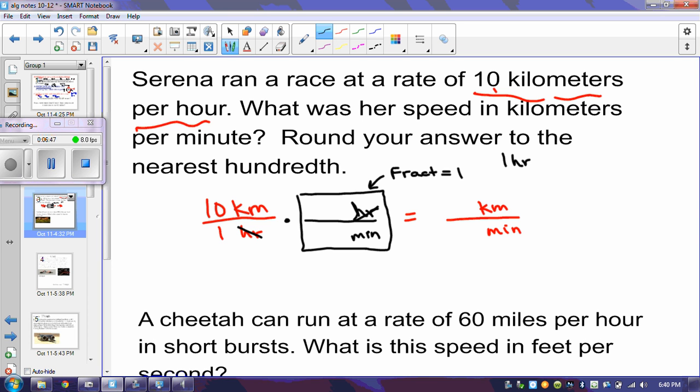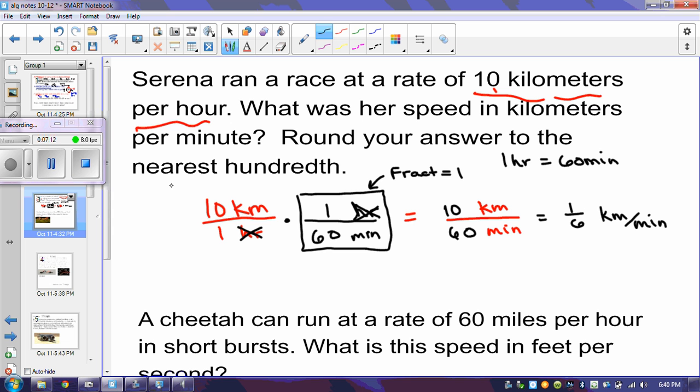Well, I know that every 1 hour is the same as 60 minutes. So if my fraction has 1 hour on top and 60 minutes on bottom, the top and the bottom of the fraction are equal to each other. My hours will cancel out because I'm dividing by itself, and I'm left with 10 divided by 60, or 1/6 of a kilometer per minute.